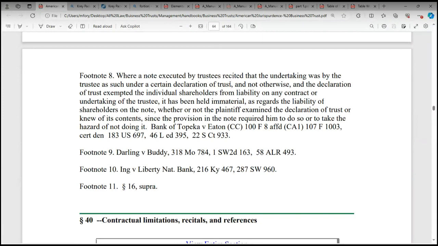Where a note executed by trustees recited that the undertaking was by trustee as such under a certain declaration of trust and not otherwise, and the declaration of trust exempted the individual shareholders from liability on any contract or undertaking, it has been held immaterial as regards the liability of shareholders on the note, whether or not the plaintiff examined the declaration of trust or knew of its contents, since the provision in the note required him to do so or to take the hazard if not doing it.